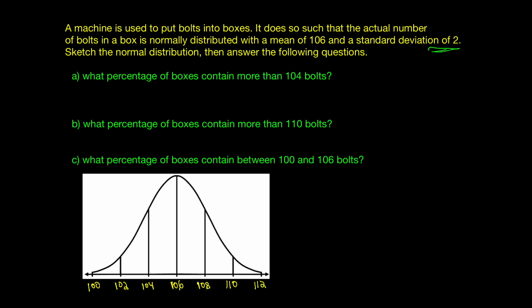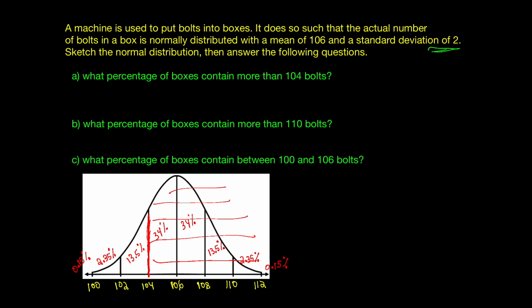Now let's look at part A. What percentage of boxes contain more than 104 bolts? So I'm going to begin at 104. And notice that it's asking for more than 104. So those are going to be all of the values to the right of this distribution. And I actually went back and relabeled the percentages. So again, we're trying to get the boxes that contain more than 104 bolts. So we're going to get all of these values to the right of 104.